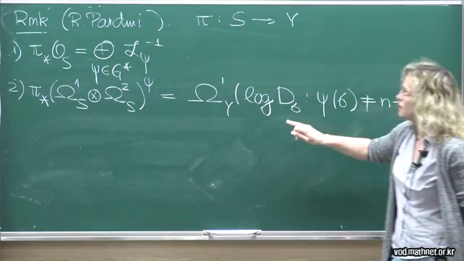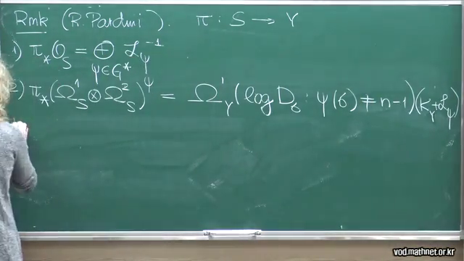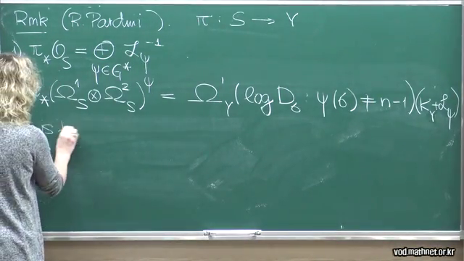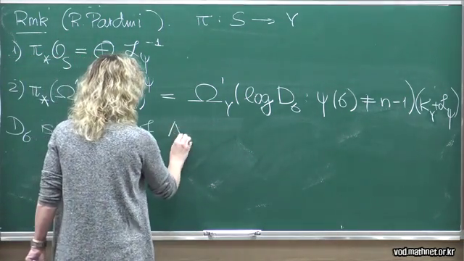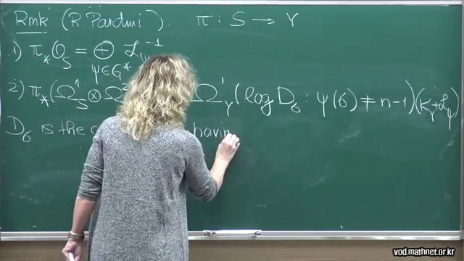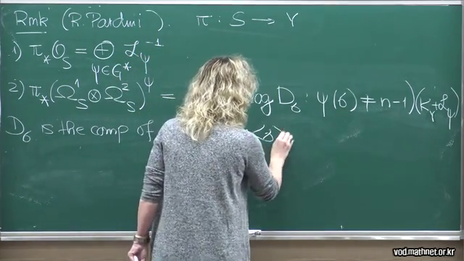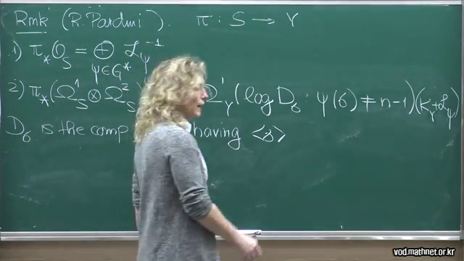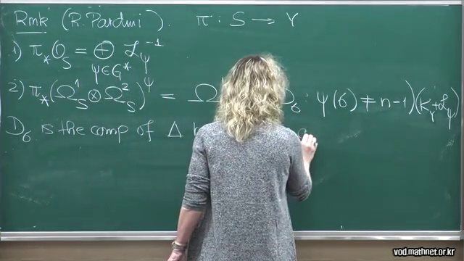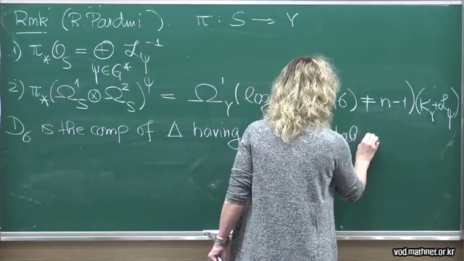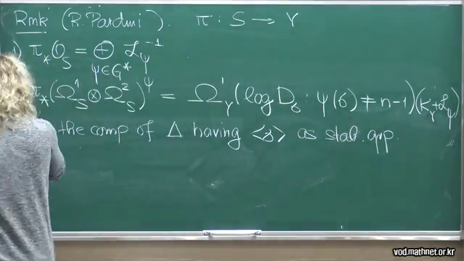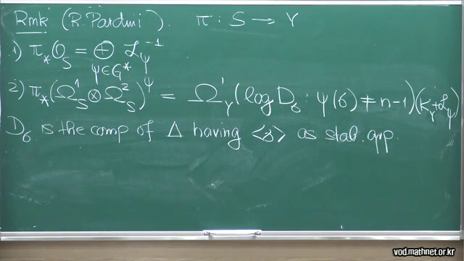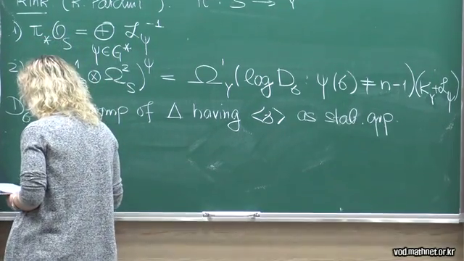So what is this D_σ? D_σ is the component of Δ having the cyclic group σ as a stabilizer group, whose local monodromy is σ. Yes.